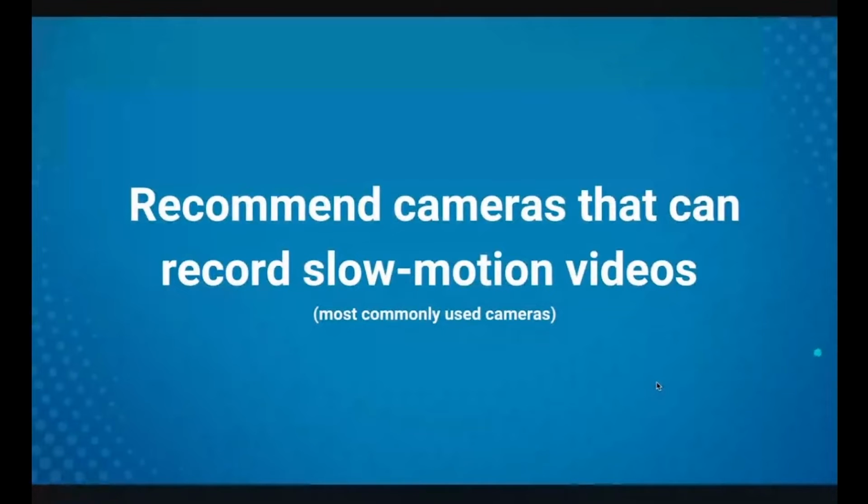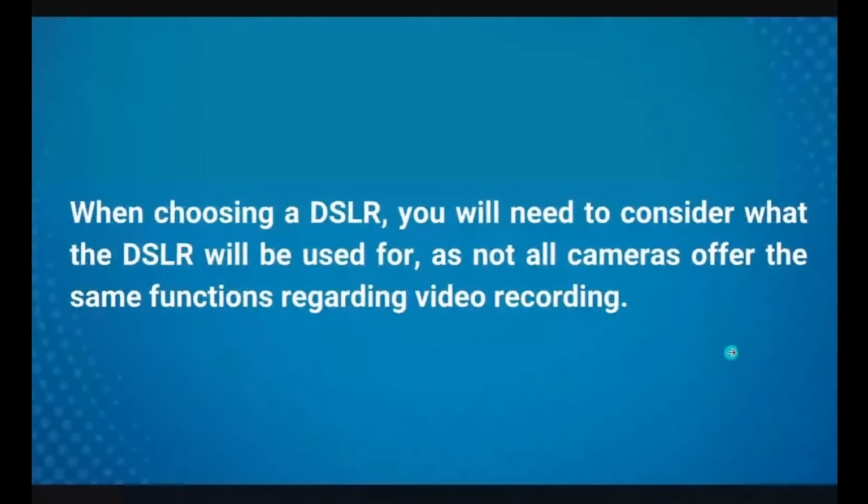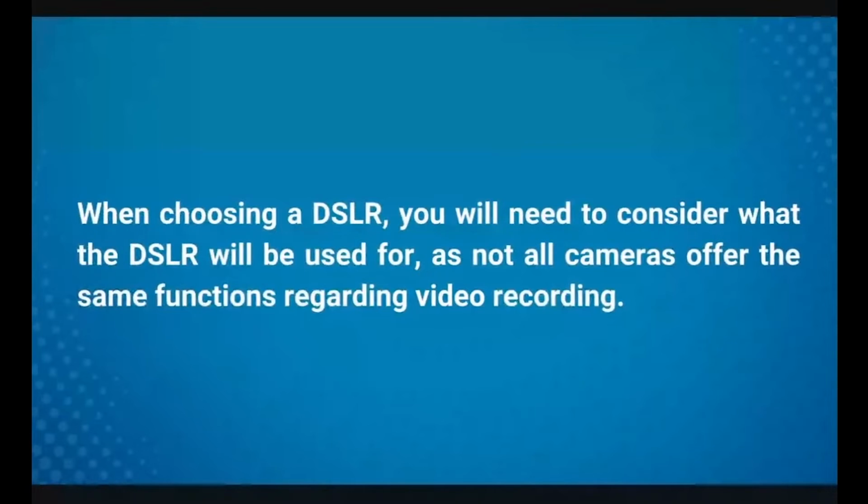Then, recommended cameras that can record slow motion videos, most commonly used cameras. When choosing a DSLR, you need to consider what the DSLR will be used for, as not all cameras offer the same functions regarding video recording. In this case, almost all new DSLR mirrorless cameras will record in slow motion, but please do some research just to be sure that they are doing that slow motion.